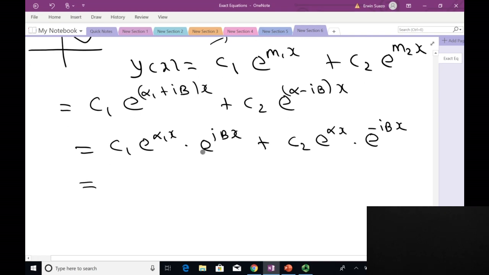So now we rewrite this one. So we got c1 e to the alpha 1x. So what is e to the i beta x? You guys know? Have you ever seen this? Let me teach you something interesting. So what is e to the ix?